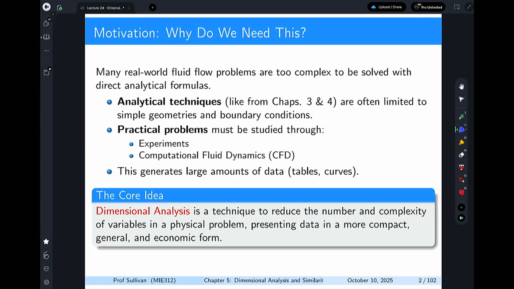So chapter 5 is about dimensional analysis, where we look at what's happening and apply it, and look at how to deal with scaling things. When you deal with real-world fluid problems, they tend to be limited to simple geometries and boundary conditions. And you often do a lot of work with experiments and computational fluid dynamics in order to deal with more complex flows.